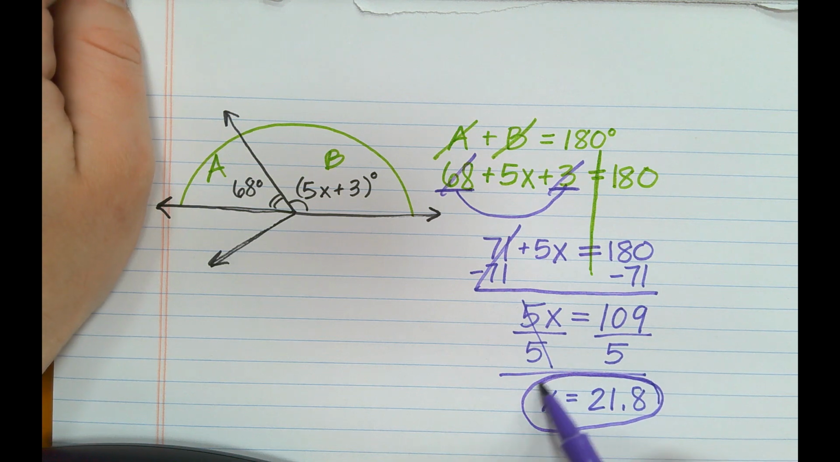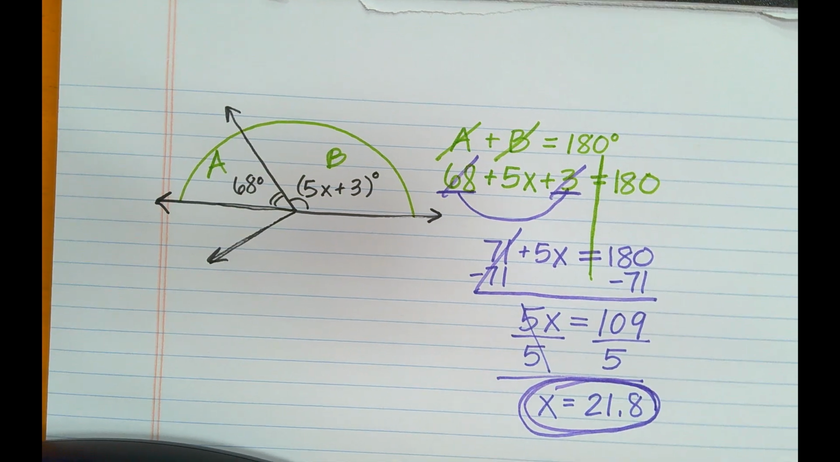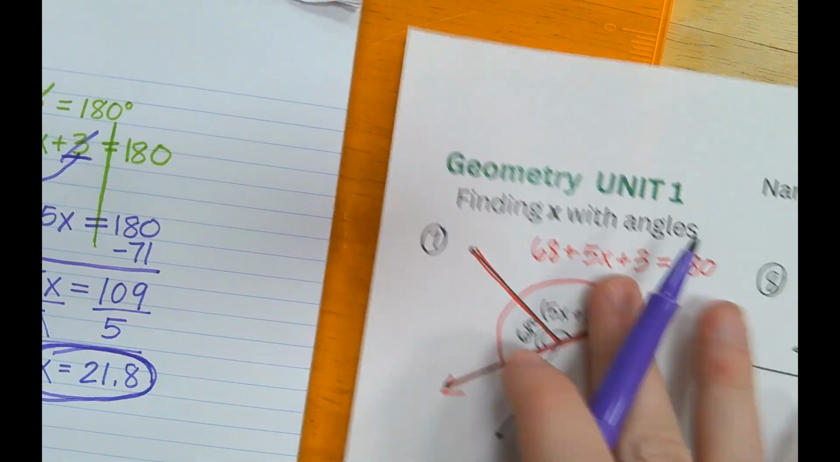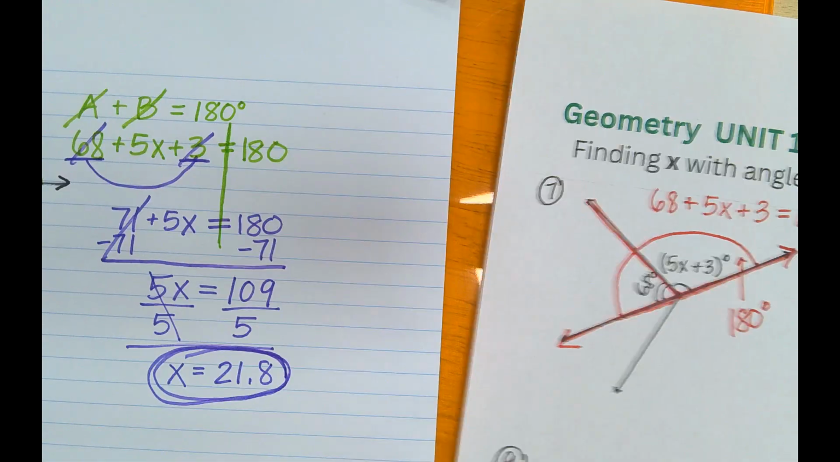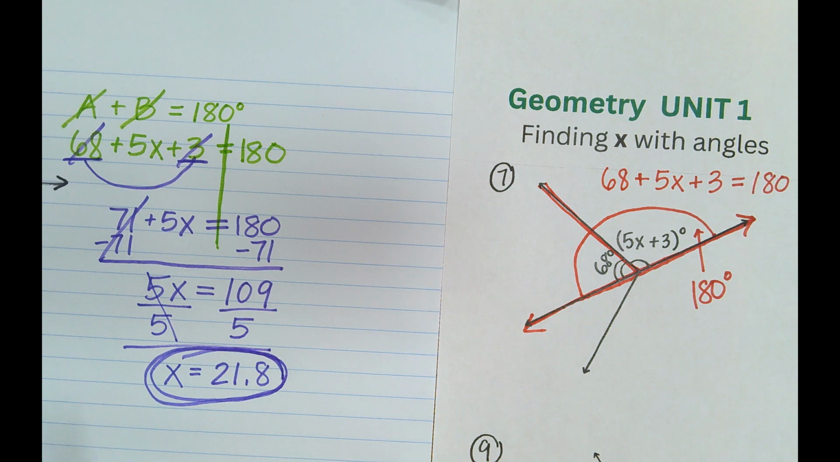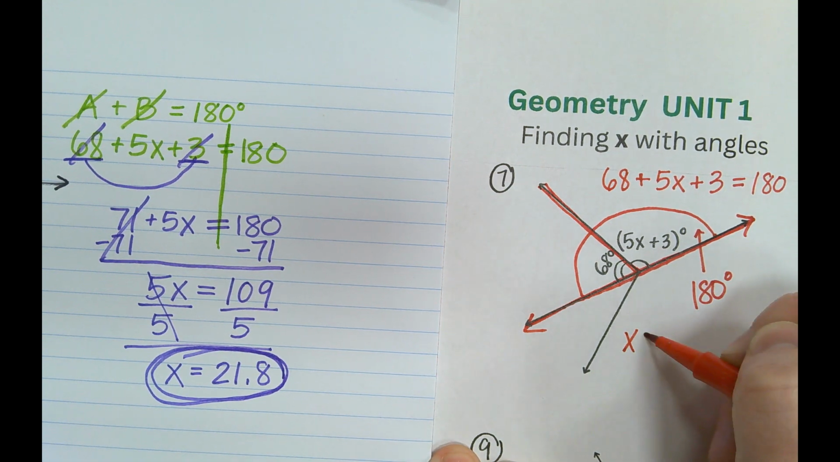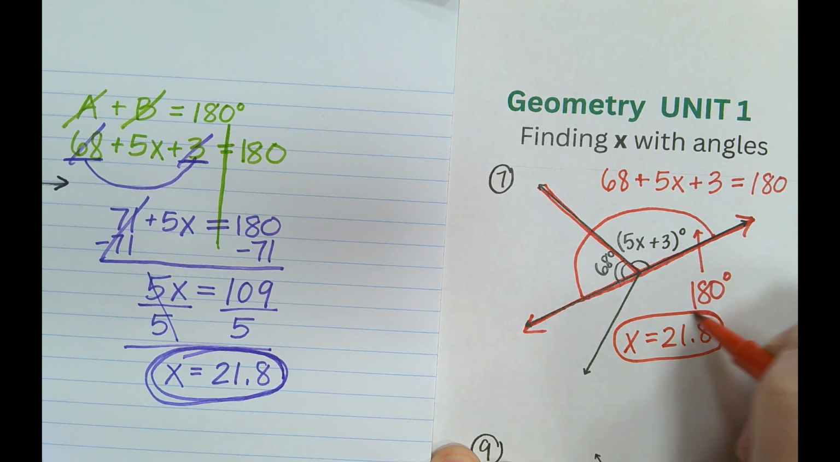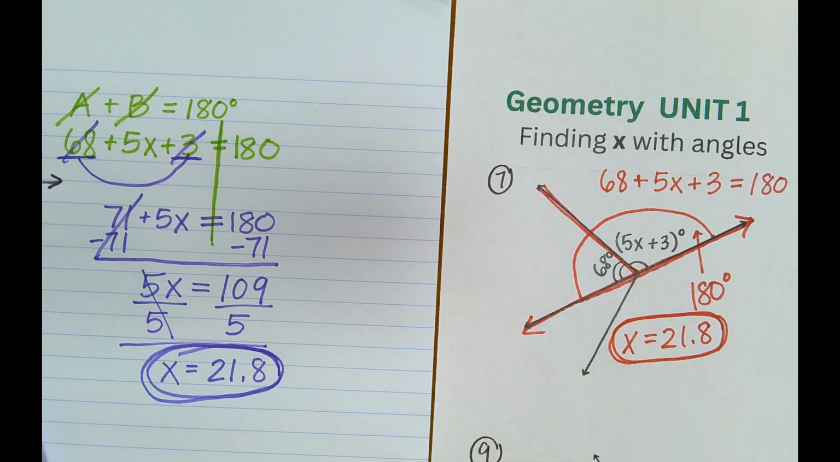21.8. So our answer for number 7, the first problem on our worksheet, which is a continuation of yesterday's worksheet, we would say x equals 21.8. Good. Any questions about that one? We feel okay about it?